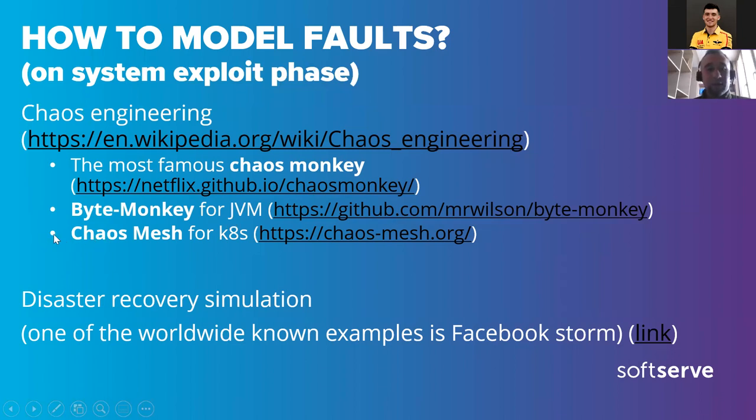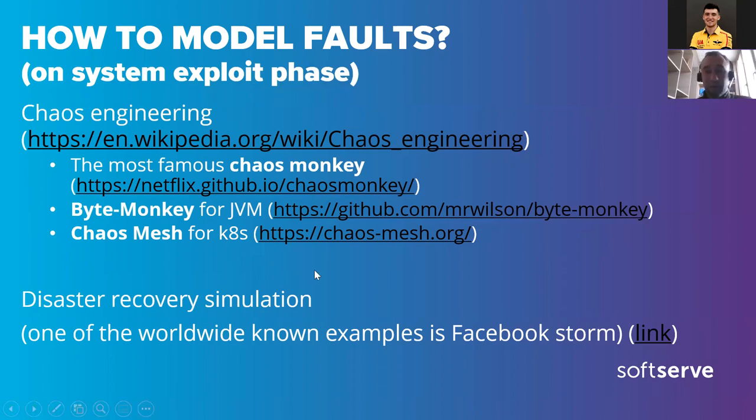Another one is Chaos Mesh. It is another chaos tool, and it works for Kubernetes, and it does the same. It turns off the pods, turns off the nodes, makes some hosts unavailable and things like that, to understand how your Kubernetes infrastructure would recover from this, how it would deal with it, and whether it would still continue to operate or not.